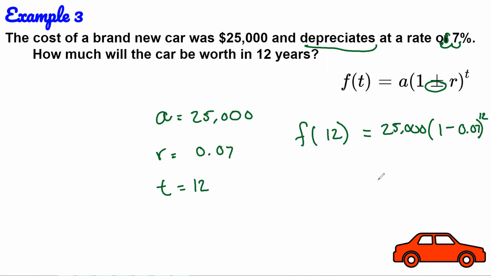Something I want you to know is that whenever we're looking at depreciation or decay, or anything that loses value or goes down, we're not going to look at the negative aspect of it. We're going to look at what is left of it. So if we have 1 and it loses 7% per year, how much does it have left every year? 93. So we look at $25,000 times 0.93 to the 12th power.